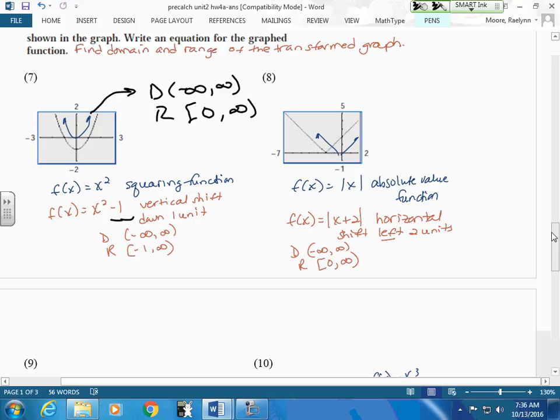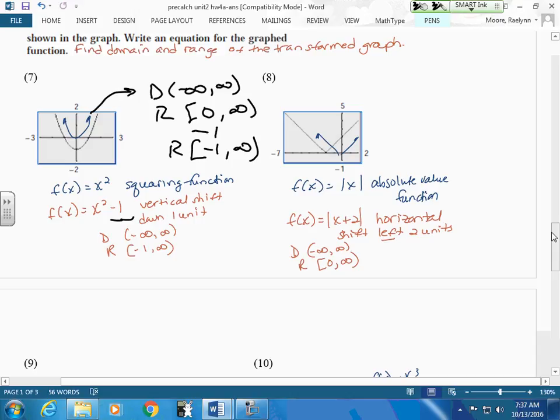Okay, so you're going to go down 1 unit. Does it affect the x or the y? Vertical. The y. So come to the y and just drop it by 1. The only thing that's going to change is the range. Okay.